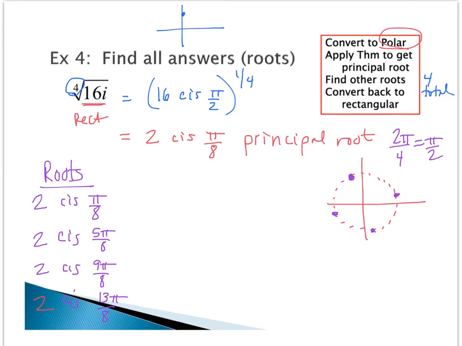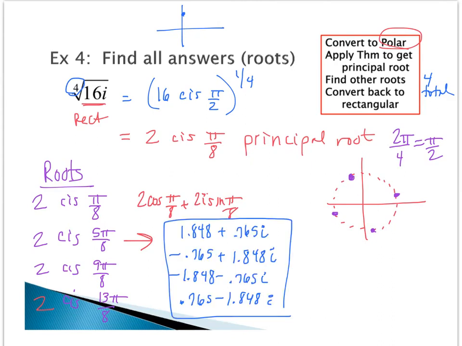Now if the problem doesn't say we can leave it in polar form, then we have to convert it back into rectangular. And converting it back into rectangular for this problem would require a calculator. For example, to find the first root, what I would type in would be 2 cosine pi eighths plus 2i sine pi eighths. All 4 of these answers are going to be decimals. Go ahead and find all 4 answers and then check your solutions with the video.